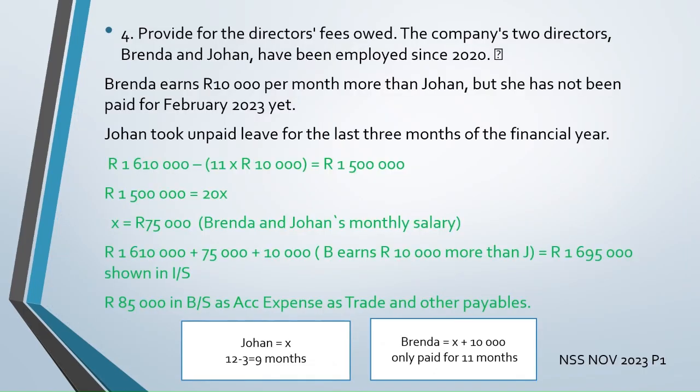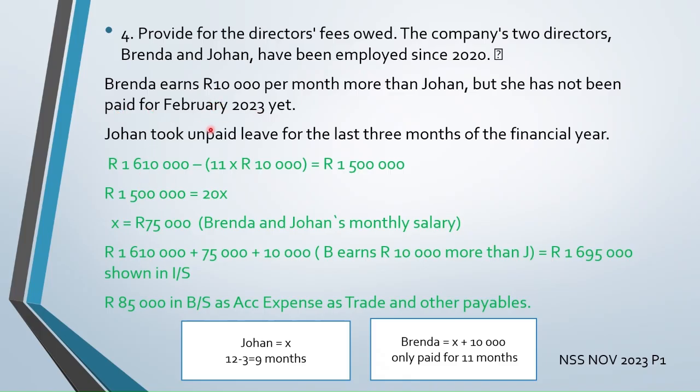Okay, number 4. Provide for the directors' fees owed. The company's 2 directors, Brenda and Johan, have been employed since 2020. Brenda earns 10,000 Rand per month more than Johan, but she has not been paid for February 2023 yet. So, my advice is to draw a little block for Brenda and one for Johan. Brenda has only been paid for 11 months because she has not been paid for February.